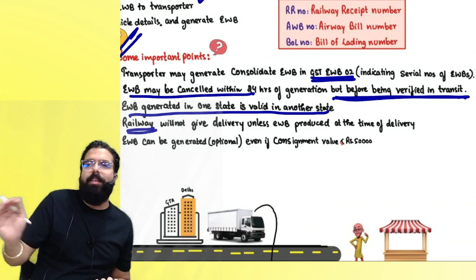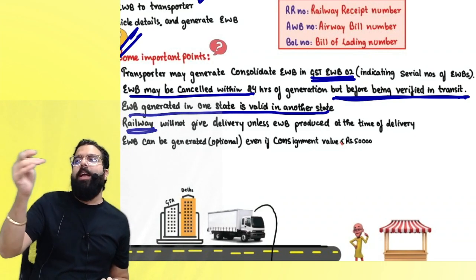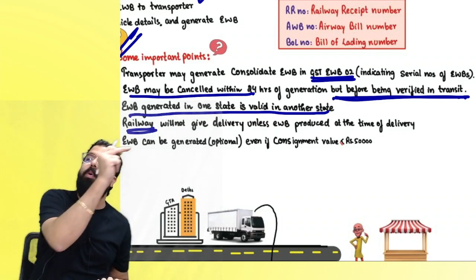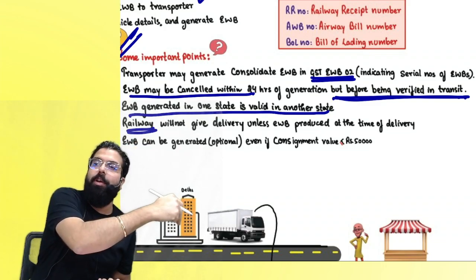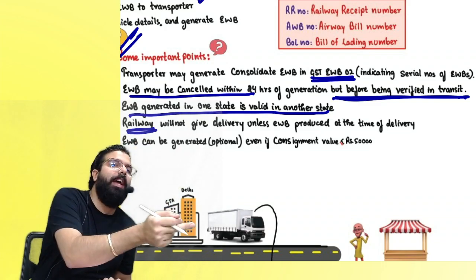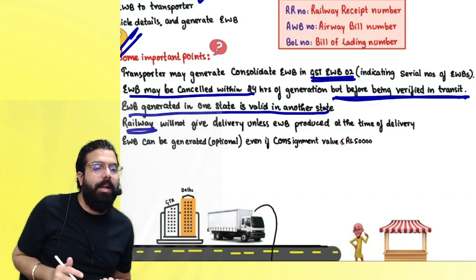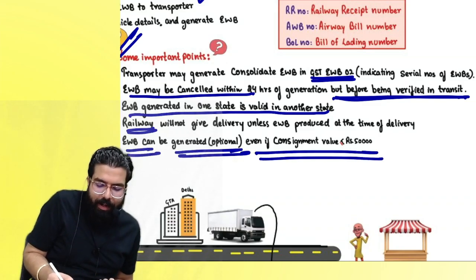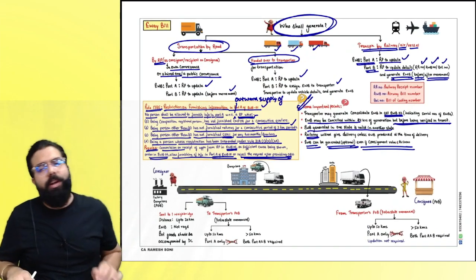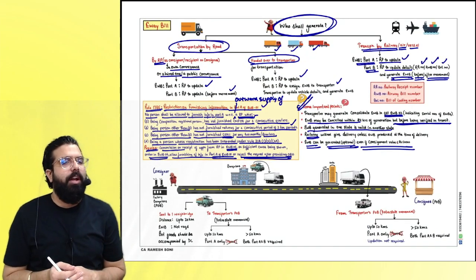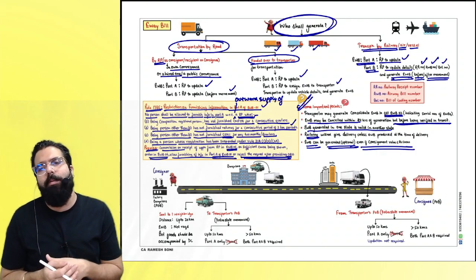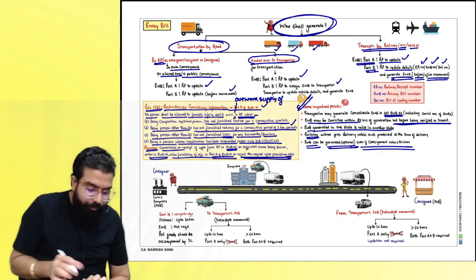Always remember, when you are sending the goods by rail, you can generate the e-way bill before or after movement. But after movement, please generate, because when the recipient goes to receive the goods, he has to show the e-way bill, otherwise goods will not be given. Next, e-way bill generation is optional even if the consignment value is less than 50,000. Even then, you can generate the e-way bill online if you want to, up to you.